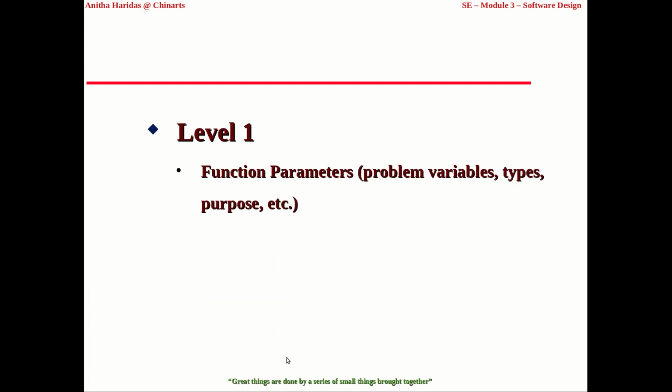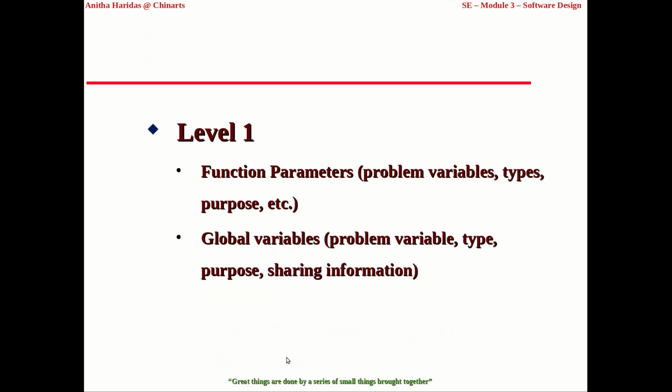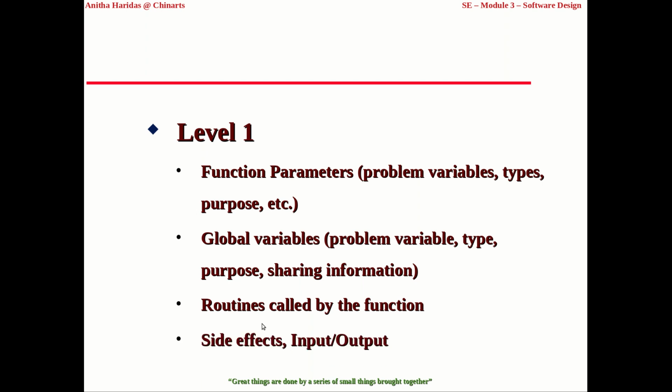Then in level 1, all the parameters being passed, the global variables that are used, then what are the different subroutines called by the function, and what happens when this function is being executed, you call it a side effect, the input output of the function.